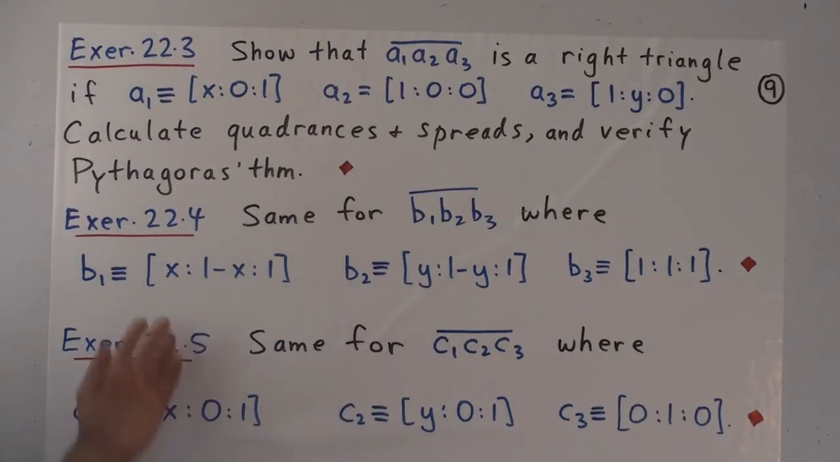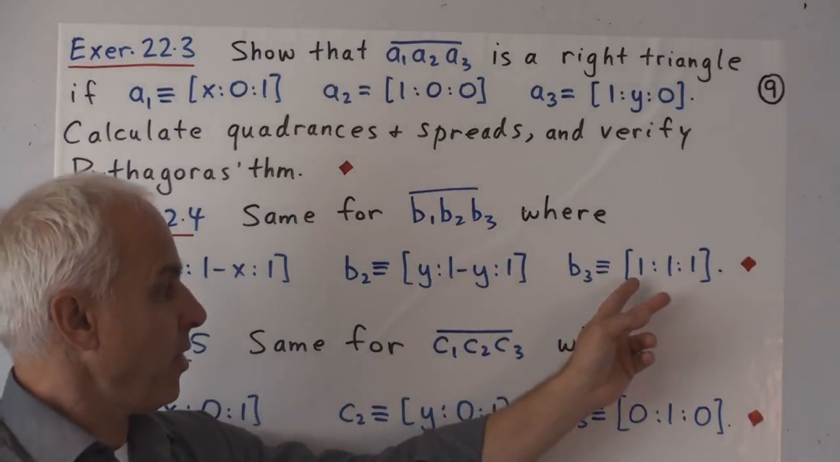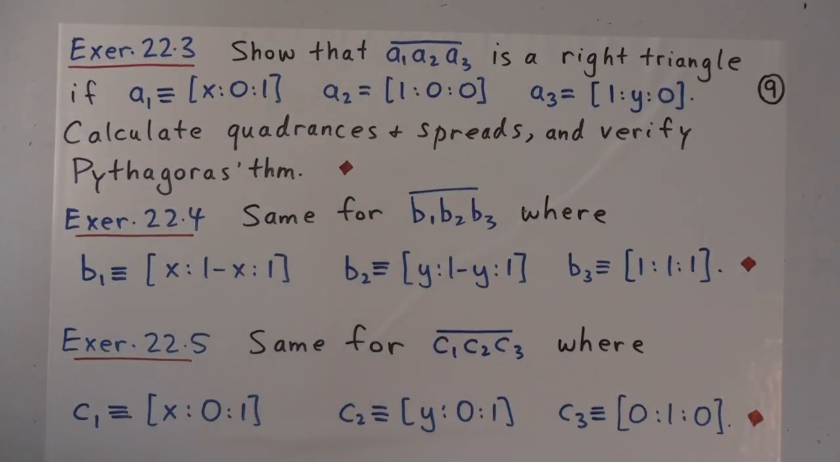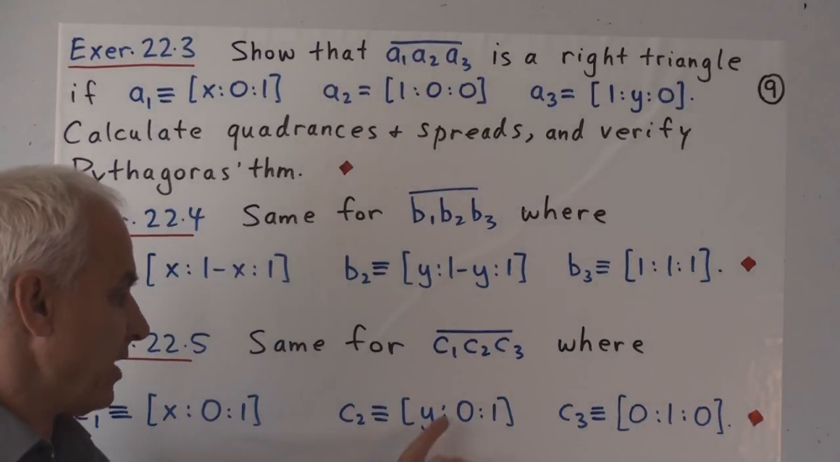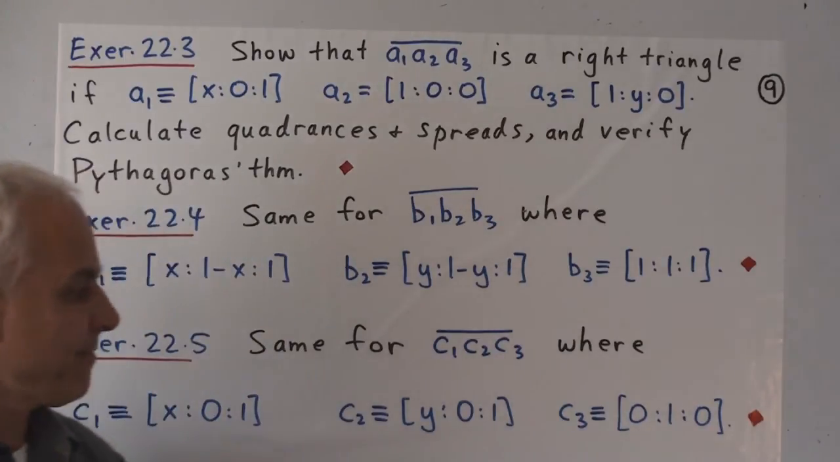And here the same thing for this triangle, where we have three different kinds of points: the point [x : 1-x : 1], the point [y : 1-y : 1], and the point [1 : 1 : 1]. And this one here, C1 is [x : 0 : 1], C2 is [y : 0 : 1], and C3 is [0 : 1 : 0].